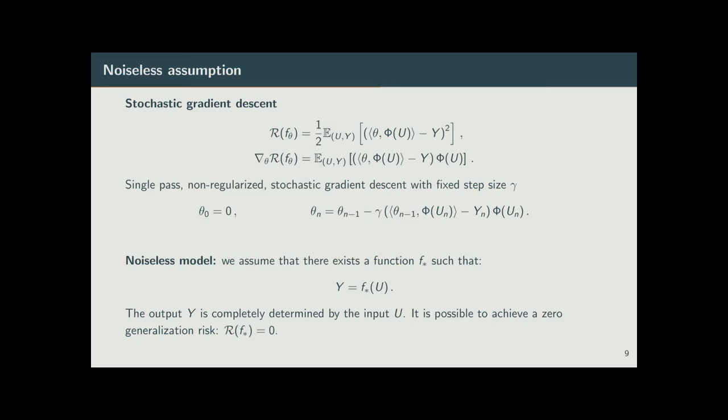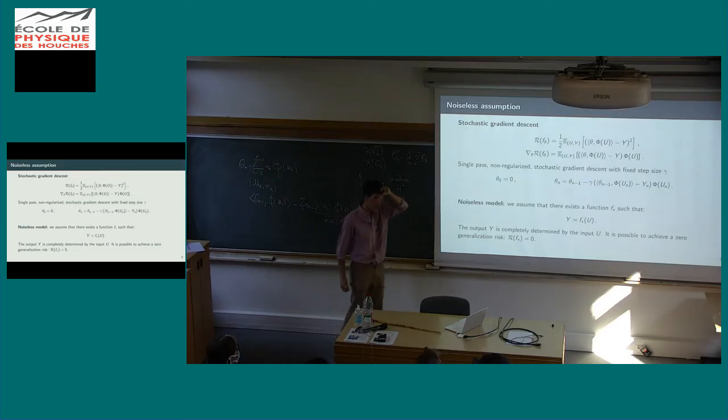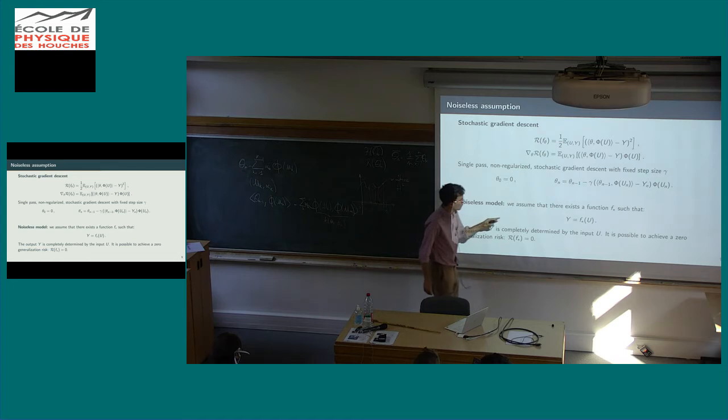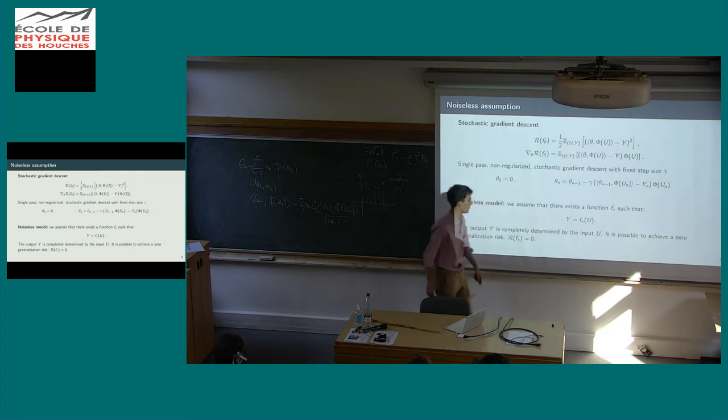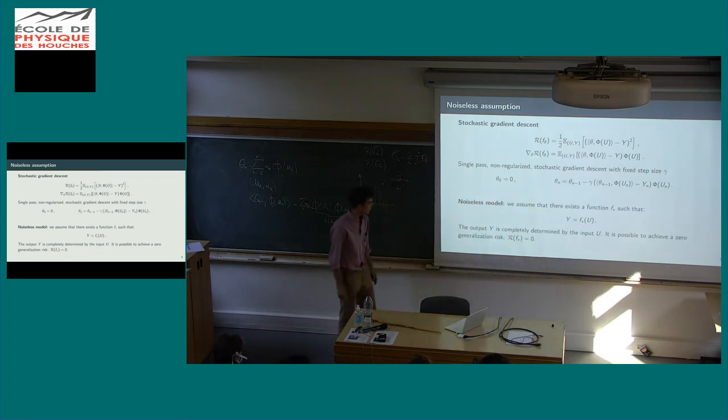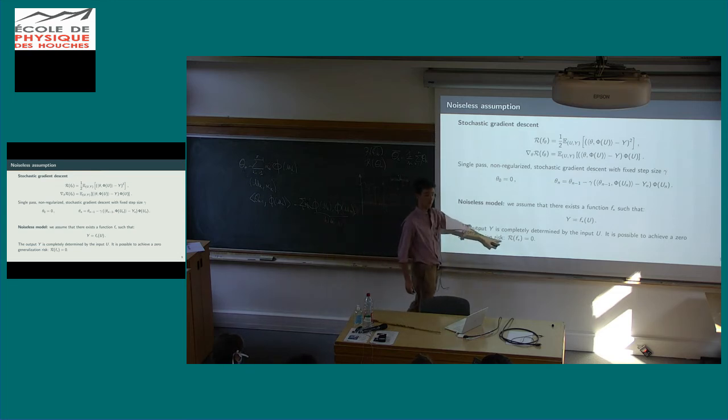Now I'm going to make an assumption. It's the noiseless model. You can maybe call that a teacher-student scenario, but I'm not so sure. You assume that there exists a deterministic relation between y and u. There's a function that given u gives you y, so it means you can achieve zero risk.